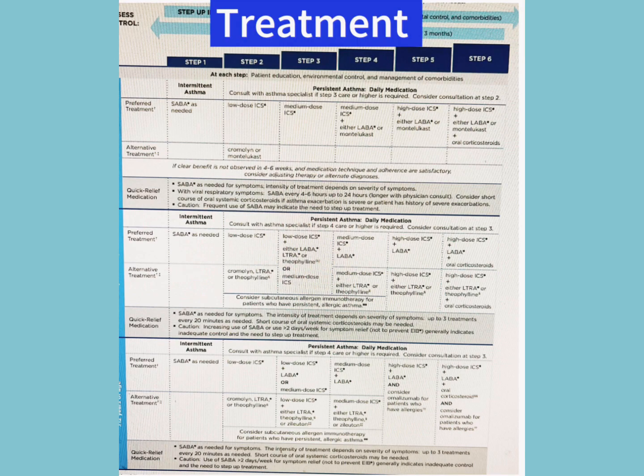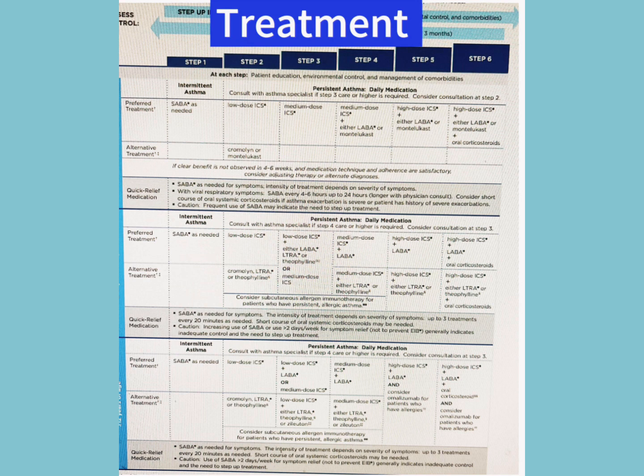Let us discuss some treatment of asthma. For intermittent asthma, short-acting beta-2 agonist, SABA, as needed, which in clinical practice is ProAir or Ventolin, 2 puffs every 4 to 6 hours PRN for shortness of breath. And any use of SABA greater than 2 days per week for symptom relief generally indicates inadequate control and we need to do step-up treatment.